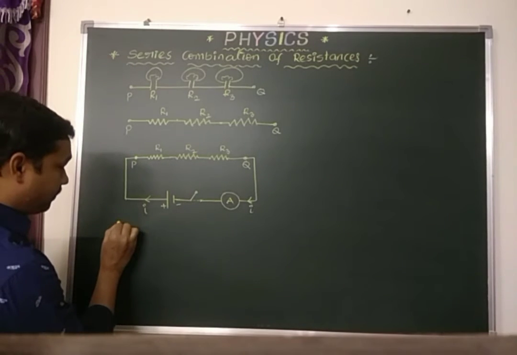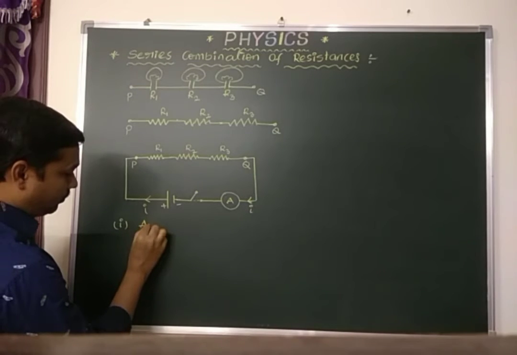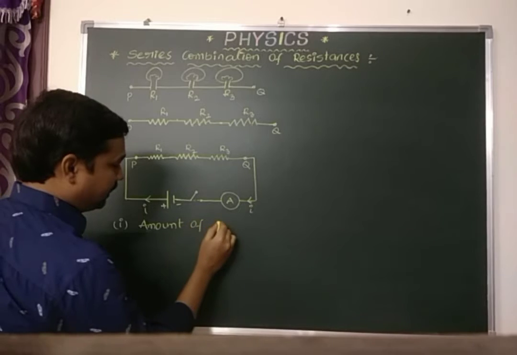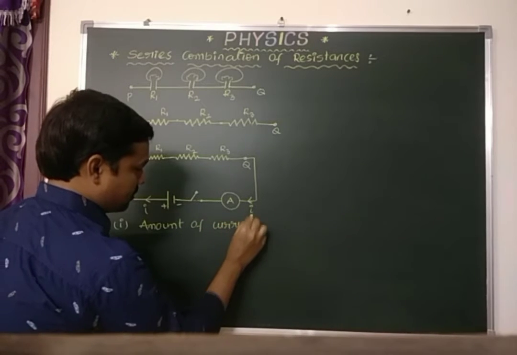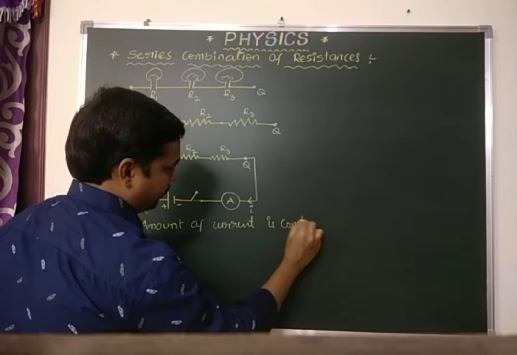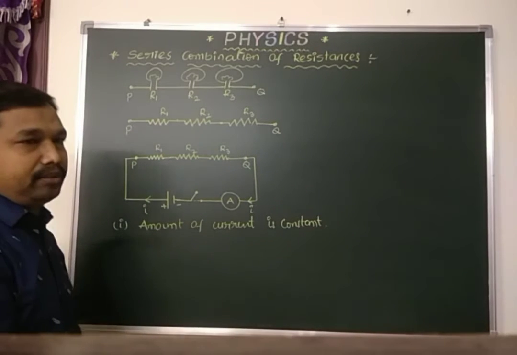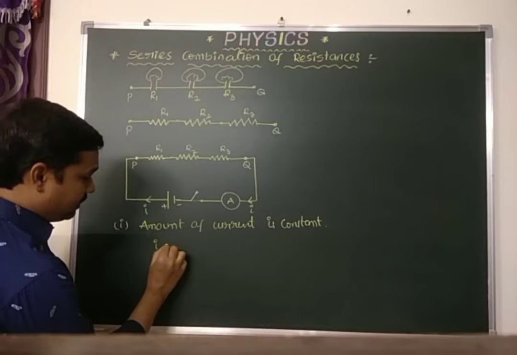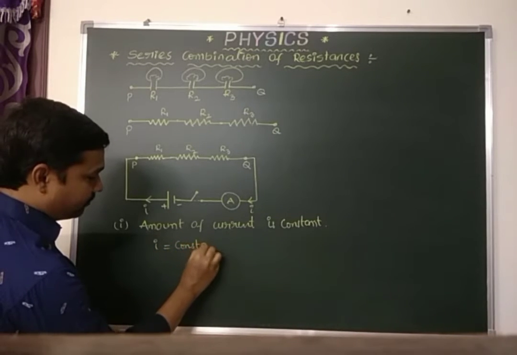First point: the amount of electric current is constant. Electric current remains constant. Simply you can write I is equal to constant.